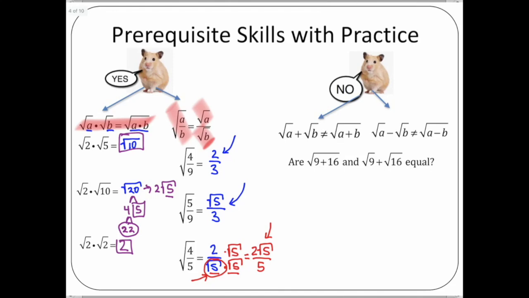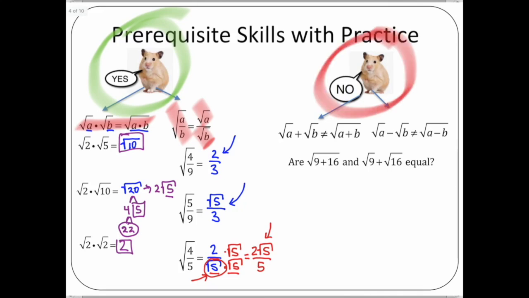Now, one of the things we're looking at is that all of these were a solid yes, you can do that. However, we also need to look at no's, okay? Students oftentimes, when adding or subtracting these radicals, want to go ahead and combine them up.